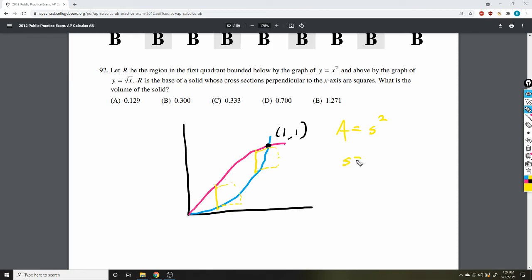And what is our side? Well, our side here is just top curve minus bottom curve. Top curve is my square root function. Bottom curve is my x squared function. Again, hopefully you can figure that out just by hand. Here's the part where we might need the calculator. Area is going to be the integral from 0 to 1 of that side squared. So what was the side? Side was square root of x minus x squared. So that is the integral you're putting into the calculator. Put that integral in and you should get A.